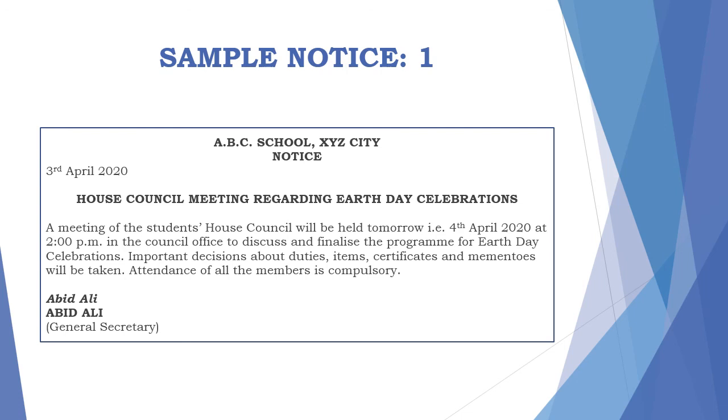After writing the content or the body of the notice, we leave one line. Then on the extreme left hand side only, we put the signature of the issuing authority or the issuing person. Then we write the name of the person. Here in the question it was given, Abid Ali. Name is given in block letters. And then in the next line just below the name we write the designation, and that is written in brackets.